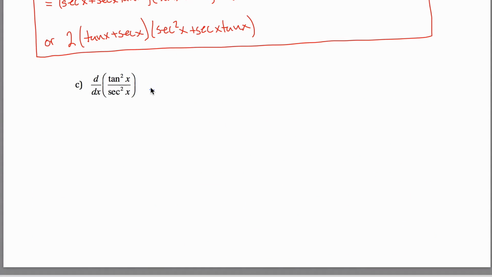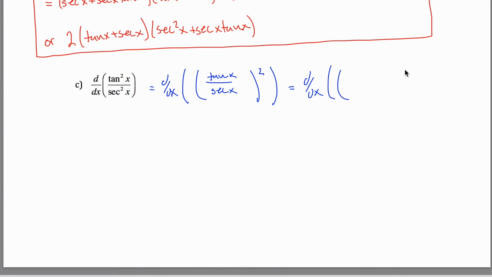I can say this is the derivative of, maybe first I'll say it's the derivative of tangent of x over secant of x, all squared, because when you're squaring a quotient, you square the numerator and the denominator. So I could go from this to this. But what's nice about this, so I've got some stuff being squared here.